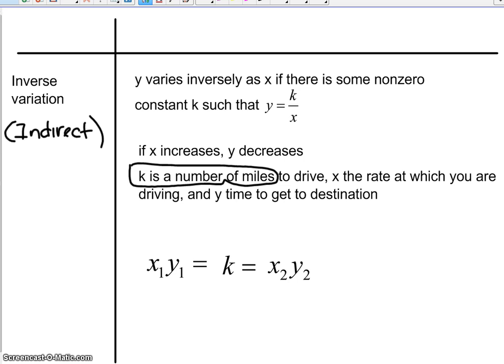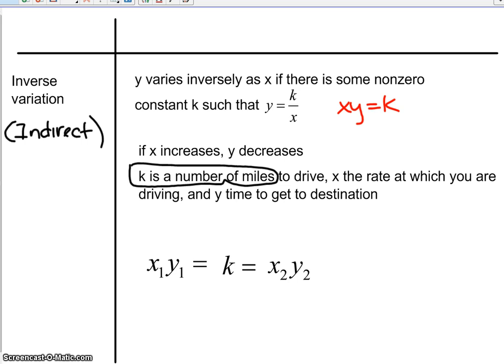So if I drive 50 miles an hour, and you drive 60 miles an hour, the length of time you need to drive is going to be less because you drove faster. Same idea here. What I want to do is solve this for my constant. So what we get is my constant is going to be equal to x times y.